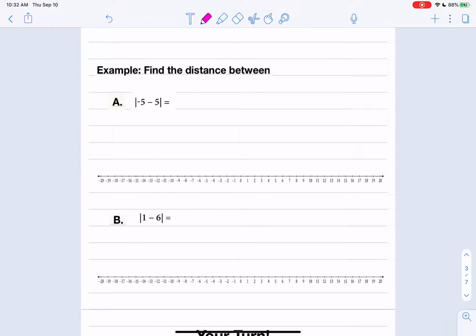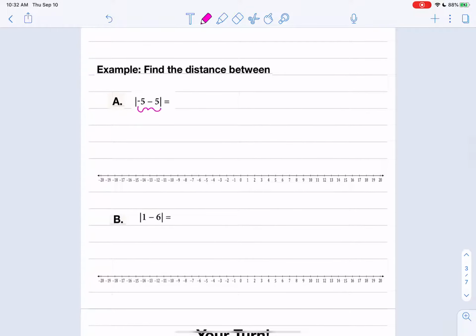So we have the absolute value, but we need to do the inside first. So we have a -5 minus 5. We're going to change that to an addition problem by making -5, we're going to change that minus sign into a positive, and we're going to change the sign of the second number. In this case, the second number is a +5, so now it will become a -5.